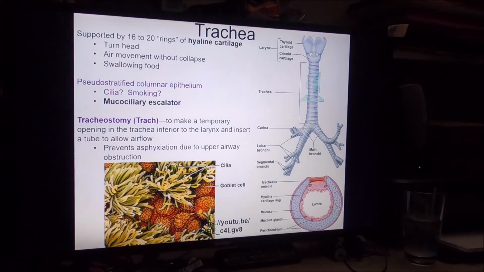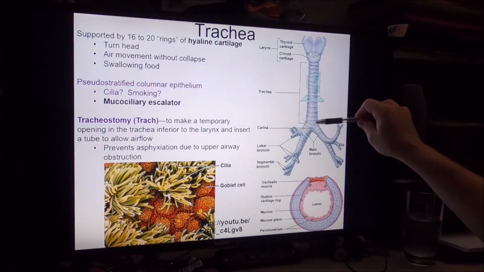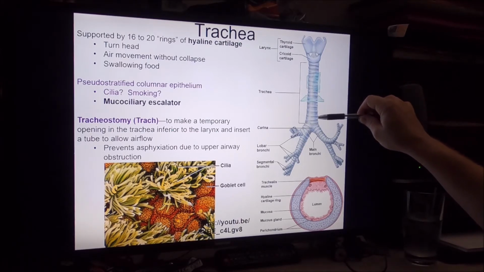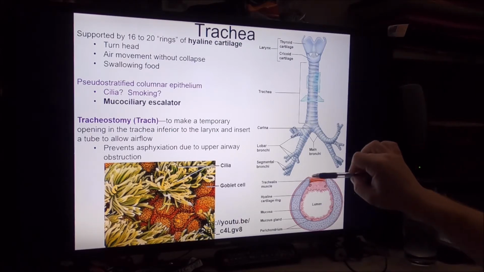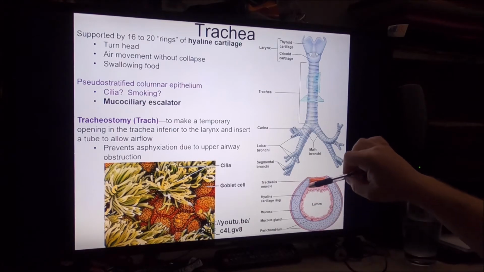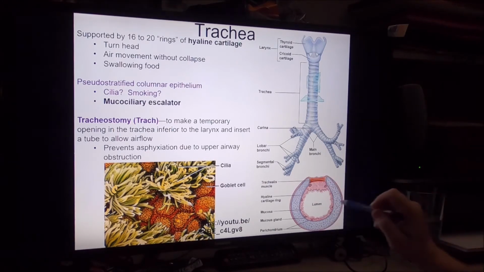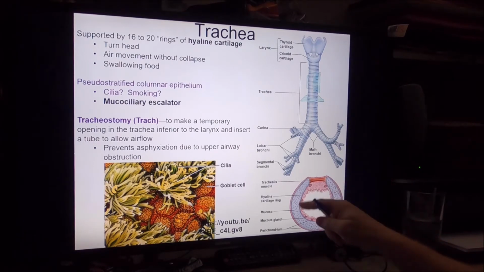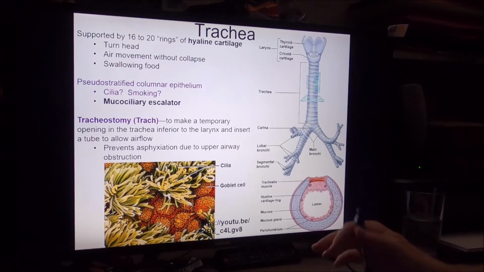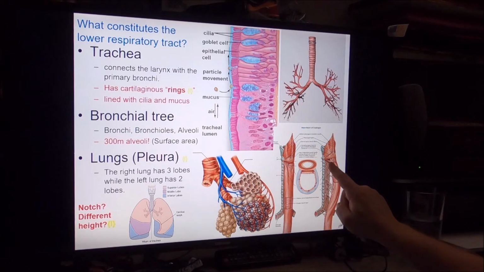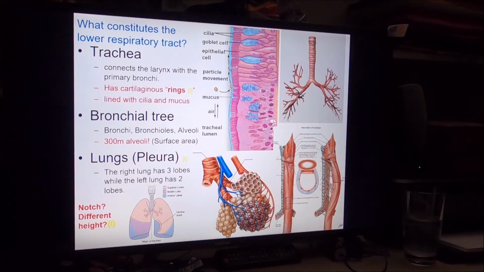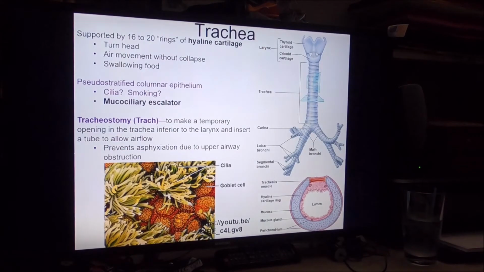So again, the trachea is supported by a bunch of cartilaginous rings. They help hold the trachea open as you're breathing. They are C-shaped. They're not fully rings. This does help when you're swallowing. So as food moves down the esophagus, it's not raking against cartilage here. It's got this fibrous backing so that food doesn't rake against cartilage.